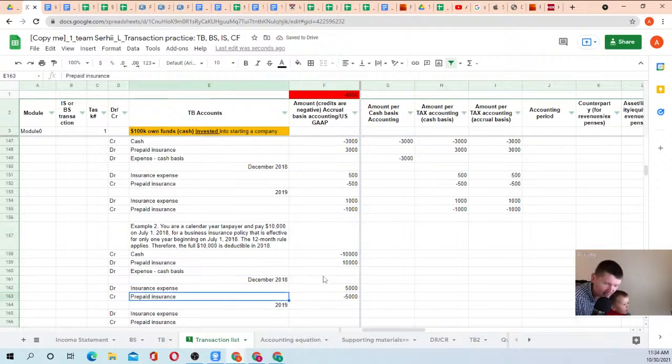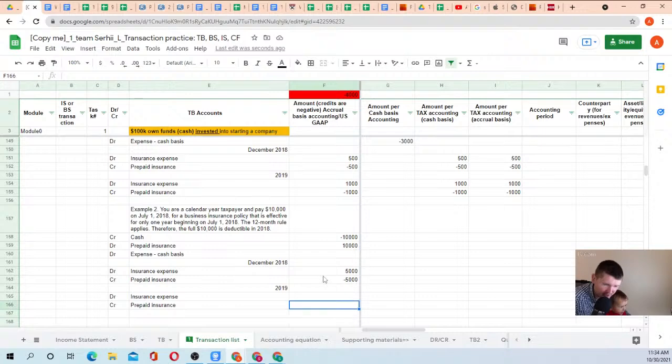Okay, we recognized an expense in accrual accounting. And the next year, we recognize the other half of the expense too. And we reduced our prepayment balance. Now in cash accounting, in cash accounting, it will always be like that.